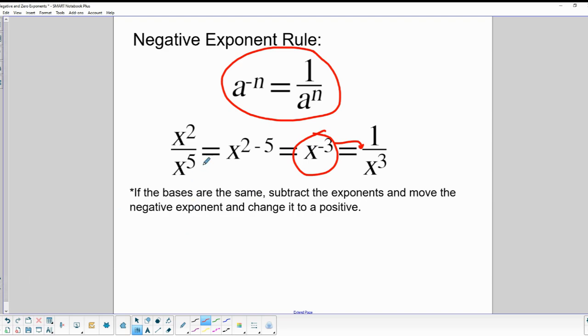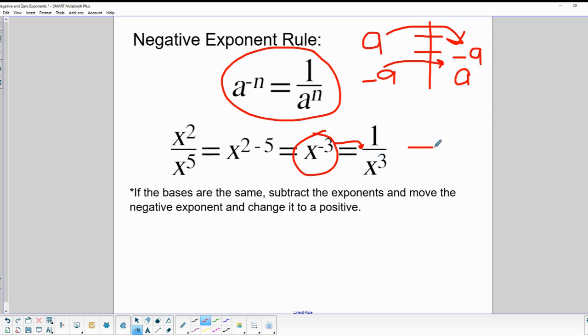So here we go. Now let's just iterate this statement right here. If the bases are the same, subtract the exponents and move the negative exponent and change it to a positive exponent. So basically what we're saying is, just like when we were using the Great Wall of China all year long, if we have a number on the left side, if we move it to the other side, it becomes its opposite. Or if it's positive, it becomes negative. Or if it's negative on the left side or the right side, and we move it across the equal sign, it becomes positive. Well, the same thing happens with exponents on the fraction bar.